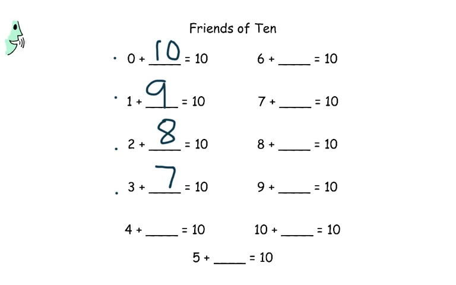7. 4 plus blank equals 10. 6. 5 plus blank equals 10. 5. Do you notice anything about these friends of 10 and how we have it lined up like this? I'm noticing something about the first part and something about the second part. Let's continue.